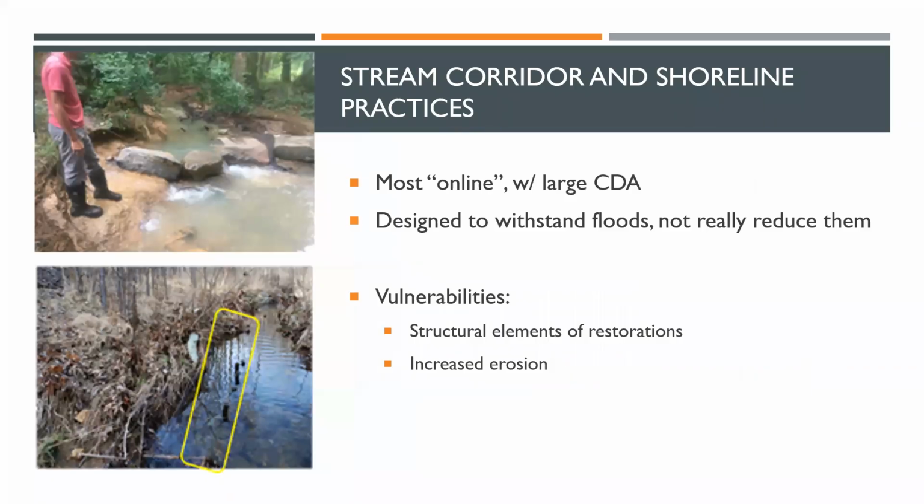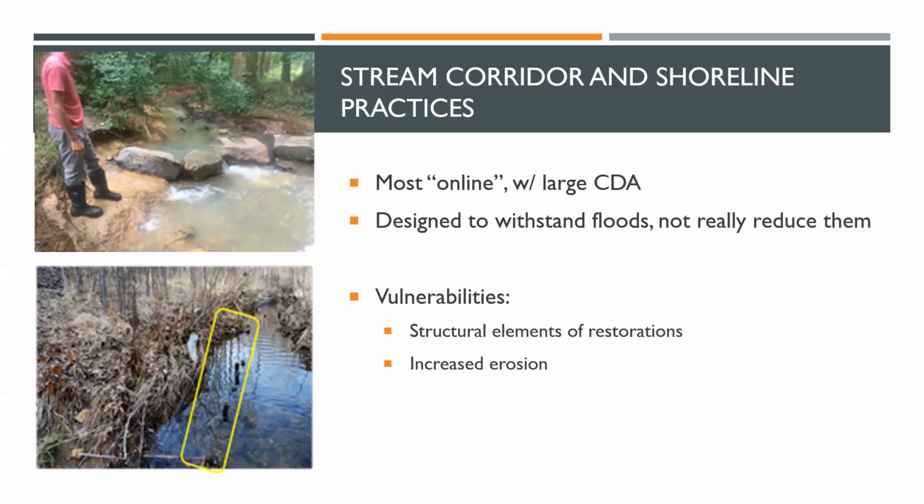All right, so getting into some of the non-traditional stormwater practices, but some that are used quite frequently around the Chesapeake Bay watershed. We wanted to talk a little bit about stream corridor and shoreline restoration practices. In a lot of ways, they are the most online practices that we have right now that we're using or doing restoration within these stream corridors. They have the largest contributing drainage areas, right? It's the endpoint for all this runoff that's happening in our upland areas.